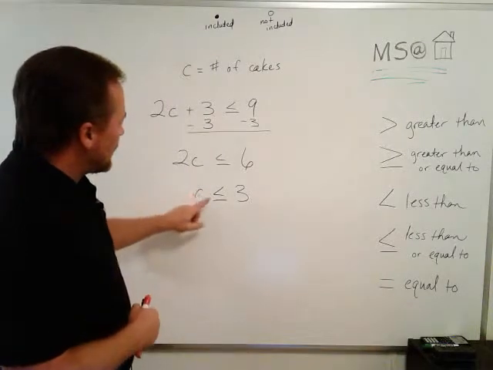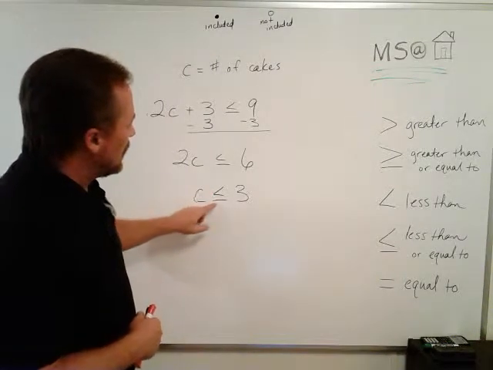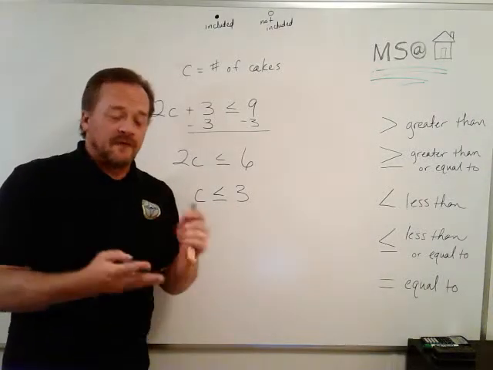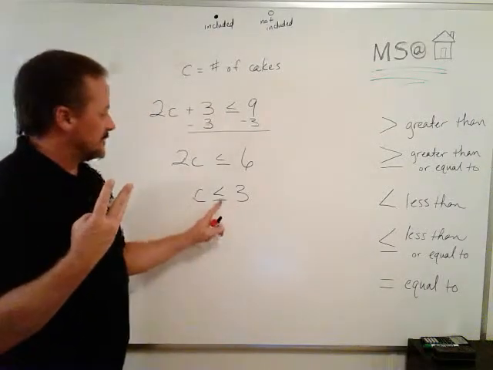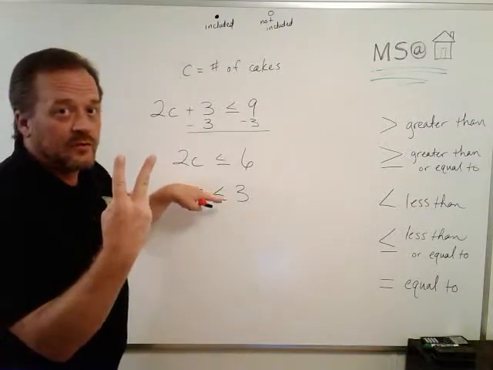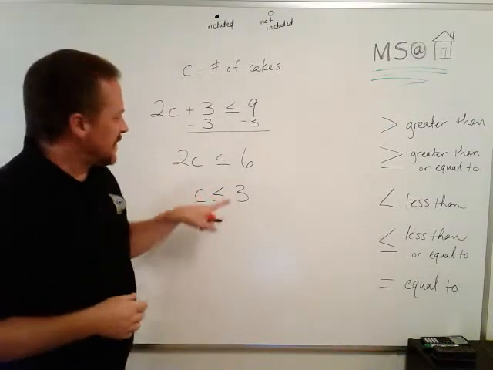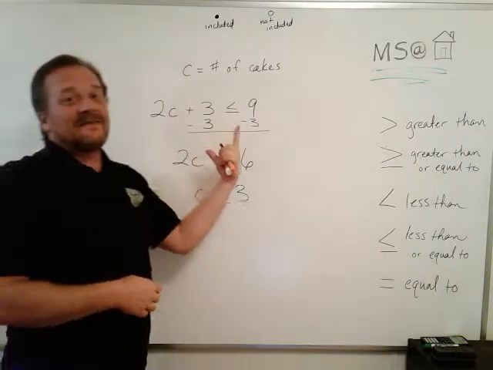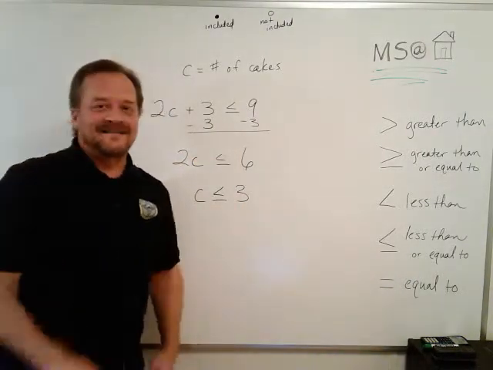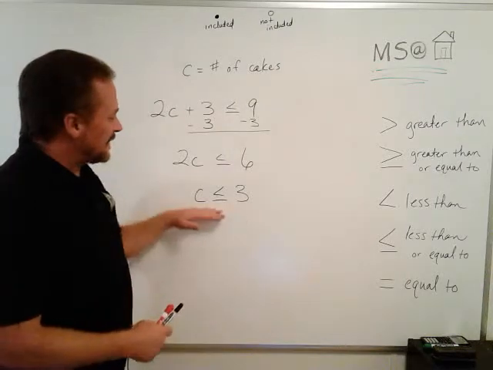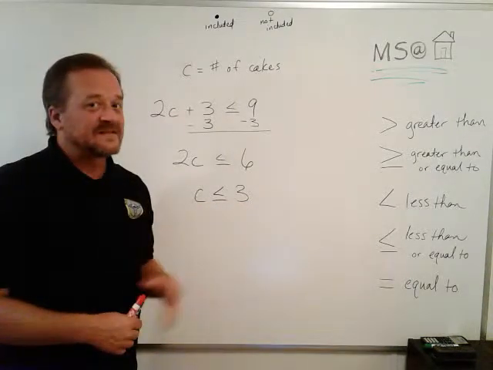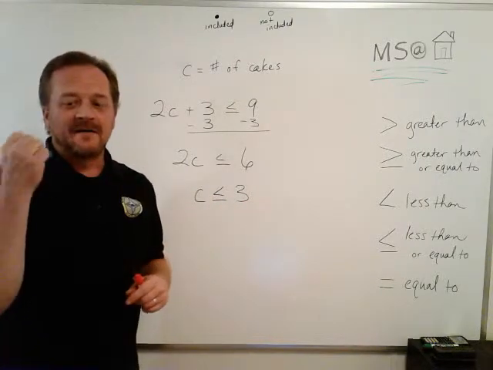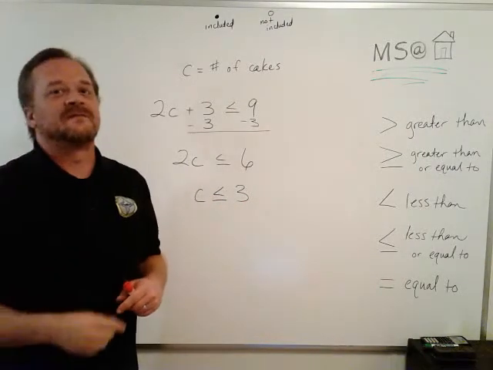Because the number of cakes is less than or equal to 3, right? So that could mean she made 3 cakes. It means she made 2 cakes. It could mean she made 1 cake. It could even mean she sat there for the rest of her shift and made 0 cakes. That's what this means. This is not one number. This is not, oh, she made 3 cakes. This is she made 0, 1, 2, or 3 cakes.